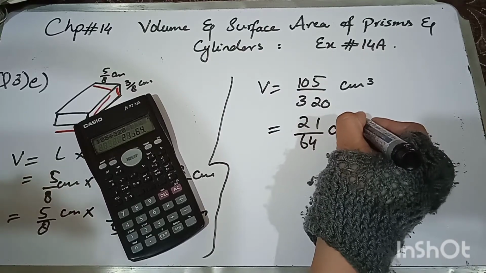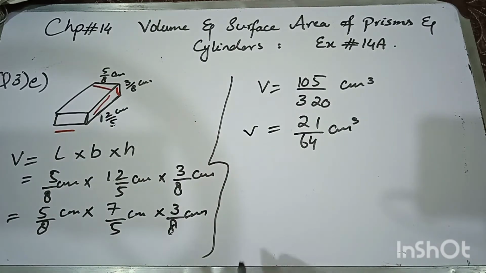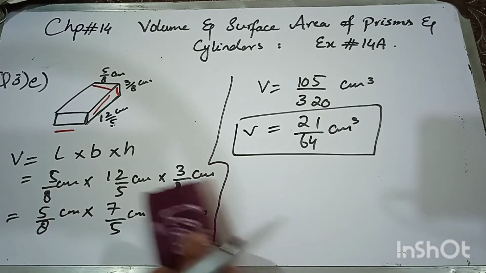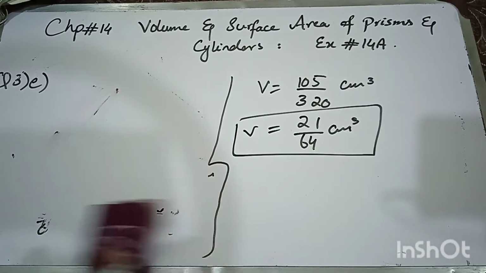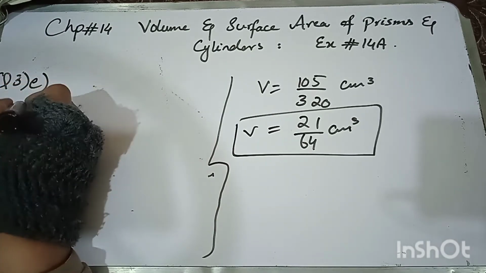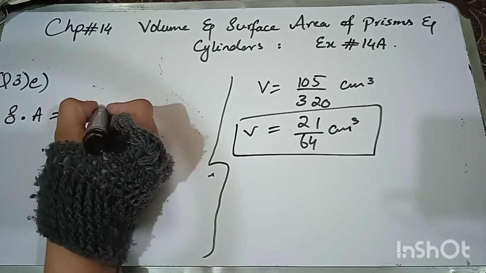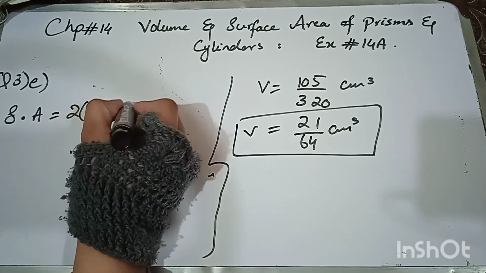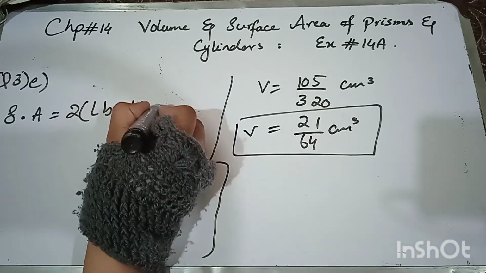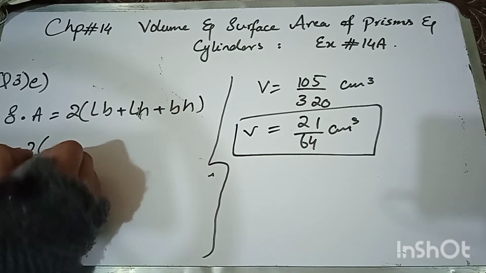Already it is a proper fraction, so there is no need to convert it into decimal or any other form. Now this is the volume of this part. Now we have to find out the surface area. For the surface area again we have to write down the formula. Surface area is equal to 2 into length into breadth plus length into height plus breadth into height. So here we have to just put the values.